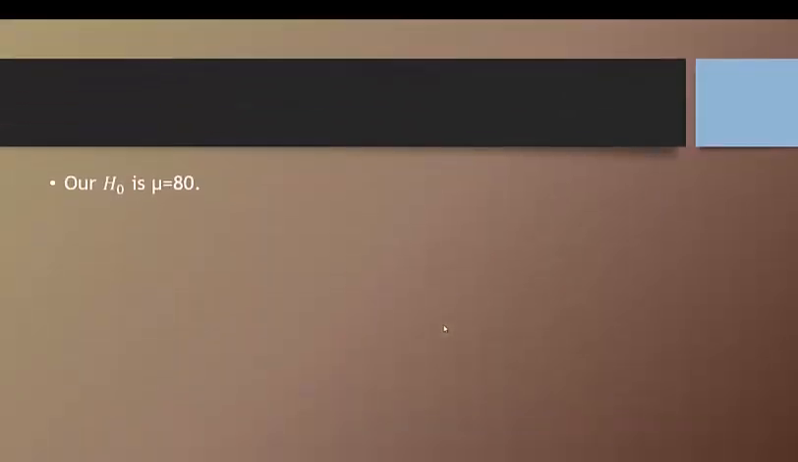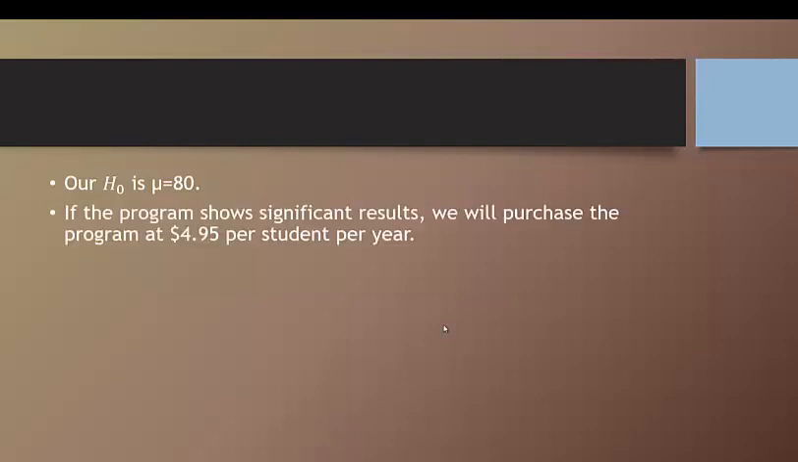Our null hypothesis, because we're going to say the opposite, that's actually what we're going to test, is that our population mean equals 80. Okay? So if the program shows significant results, then we will purchase the program at $4.95 a student, and depending on the number of students, per student per year, this could cost the district, let's say we have enough students that it's going to cost the district $15,000 a year.